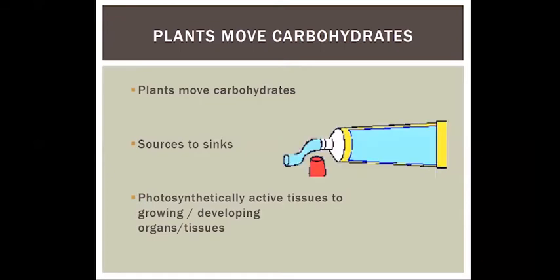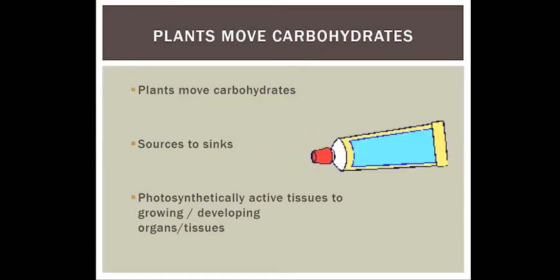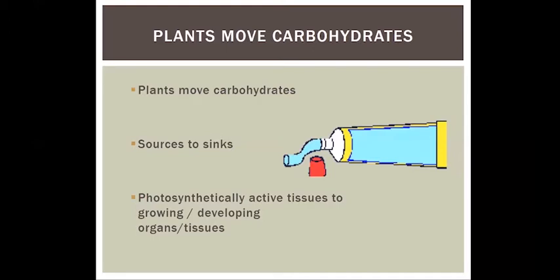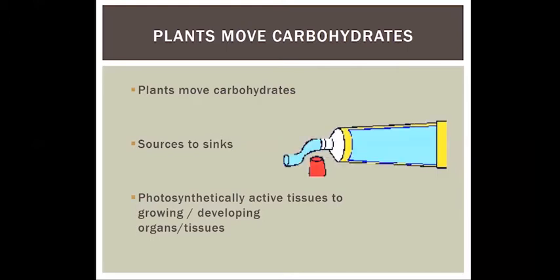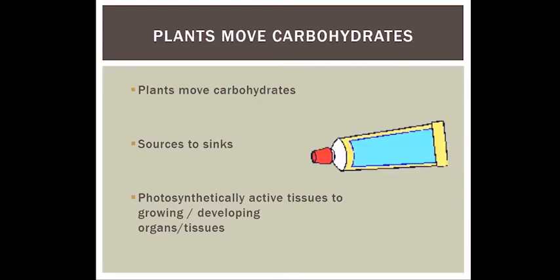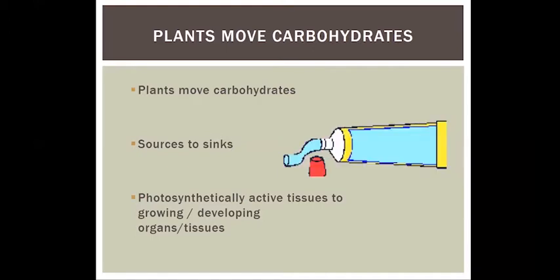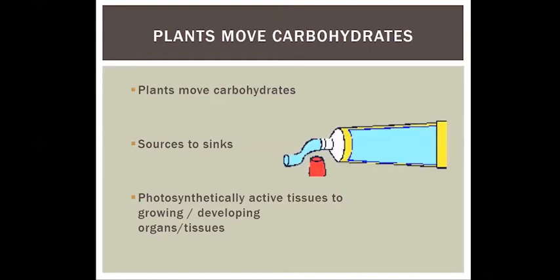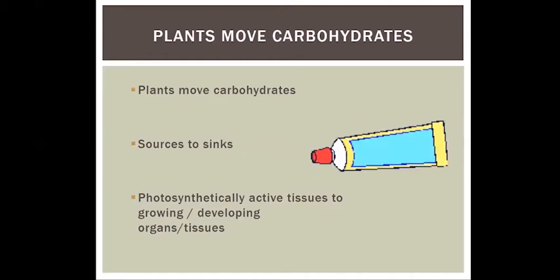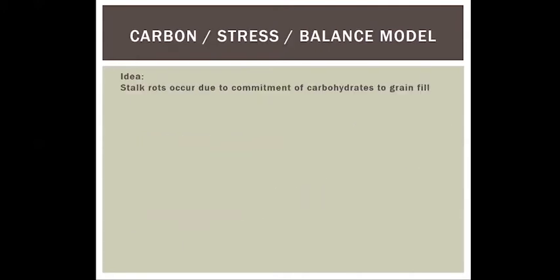So early on in the season, the carbohydrate reserves are there to support the growth and maintenance of production of leaves, production of roots. However, once we start shifting from vegetative into reproductive growth, then the carbohydrate demands of the plant tissues shift or change. And now it's that ear that is going to be the largest sink. And therefore, that's going to be where the majority of these carbohydrates go. And this is important because this is going to impact stalk rots.